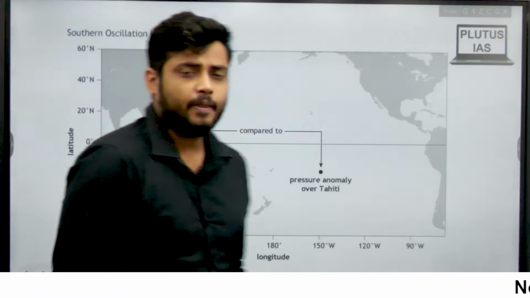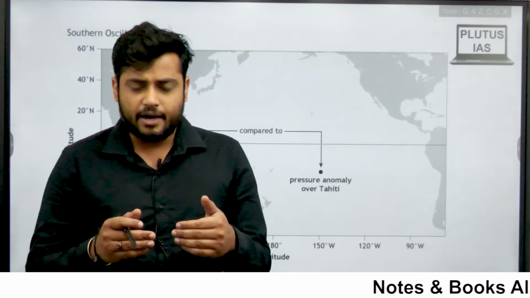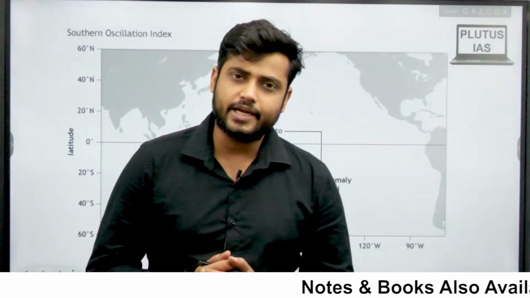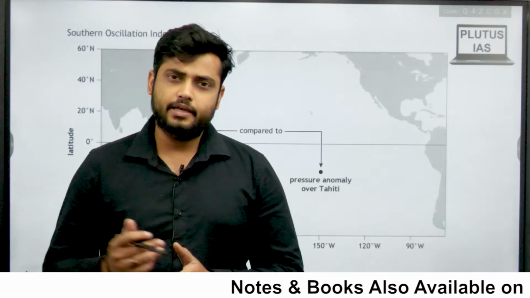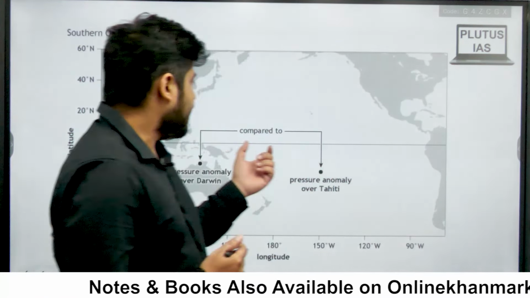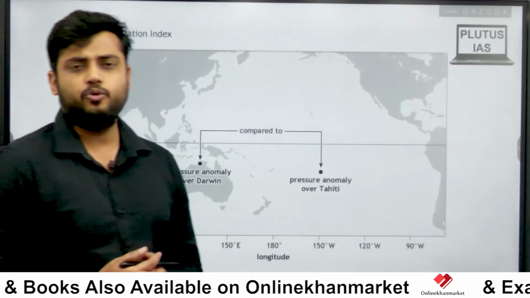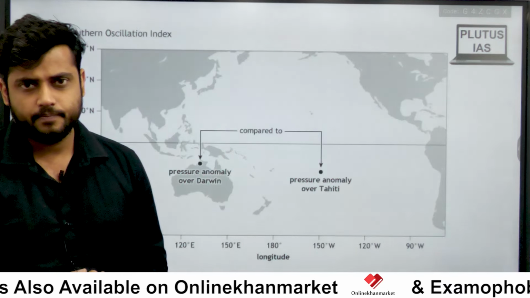Now the next thing, we are talking about the pressure. We are measuring the sea surface temperature in the Central Pacific Ocean and in the Eastern Pacific Ocean. Now we are measuring the atmospheric pressure just above the surface at two representative locations.